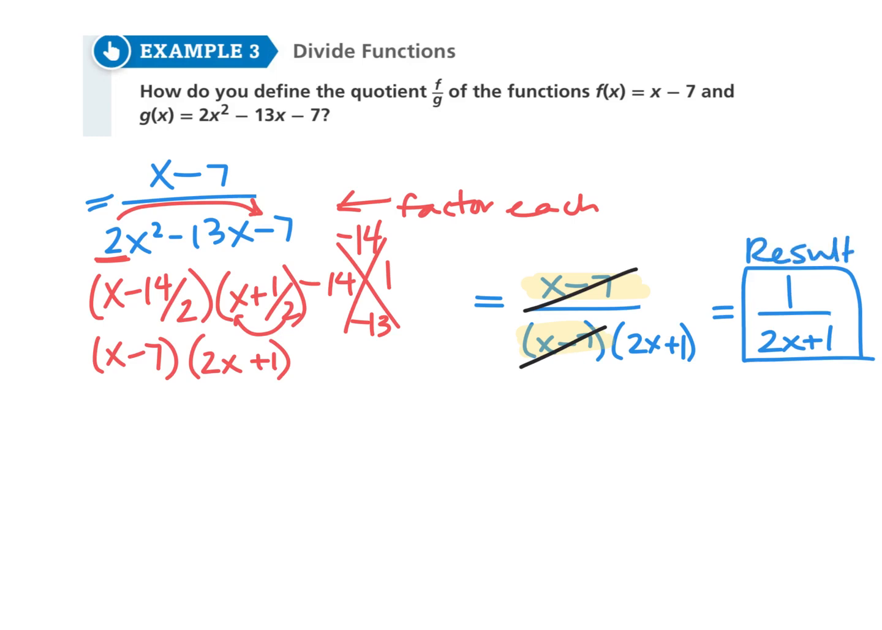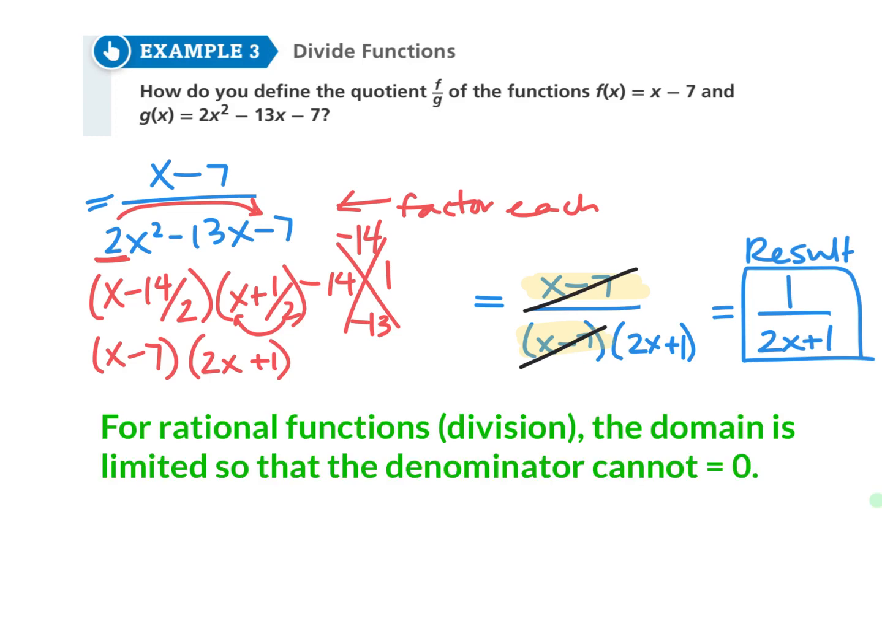So that is how we divide polynomials or divide functions. But what I also want to talk about is how do we restrict the domain. So for rational functions, or for division, the domain is restricted where the denominator cannot equal 0. All right, so make sure you have that written down. And then let's look at this example specifically.